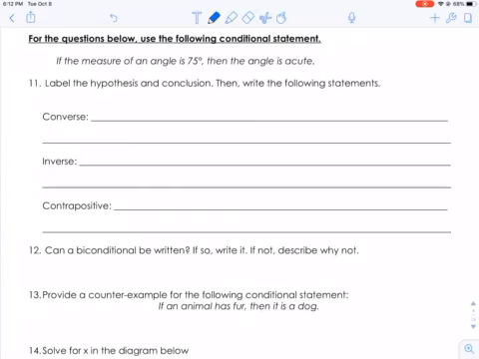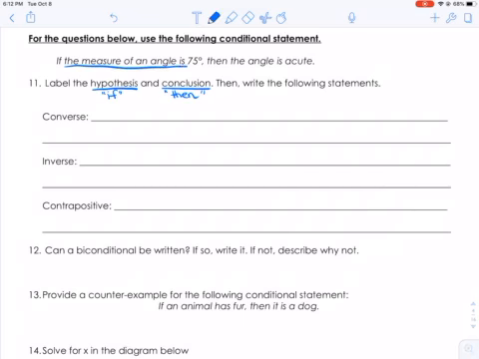All right, looking at number 11, where it says to label the hypothesis. Remember, the hypothesis comes after if, and the conclusion, the end, like the conclusion to a movie. So this always comes after the then, okay?